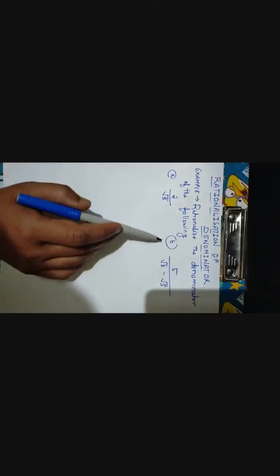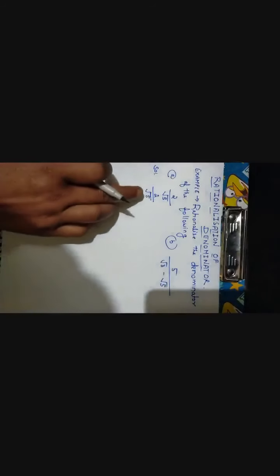Now we have to rationalize the denominators. For this we have to take these two examples. Rationalize the denominator of 2 upon square root of 5 and 5 upon square root of 3 minus square root of 5. In A part we have the denominator monomial because it has only one term, and in the second part we have two terms in the denominator, and this is called binomial. So children, we will discuss it one by one.